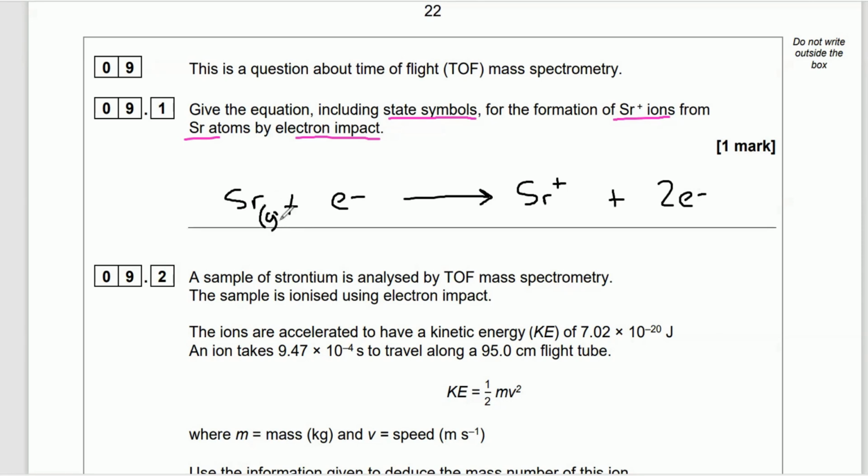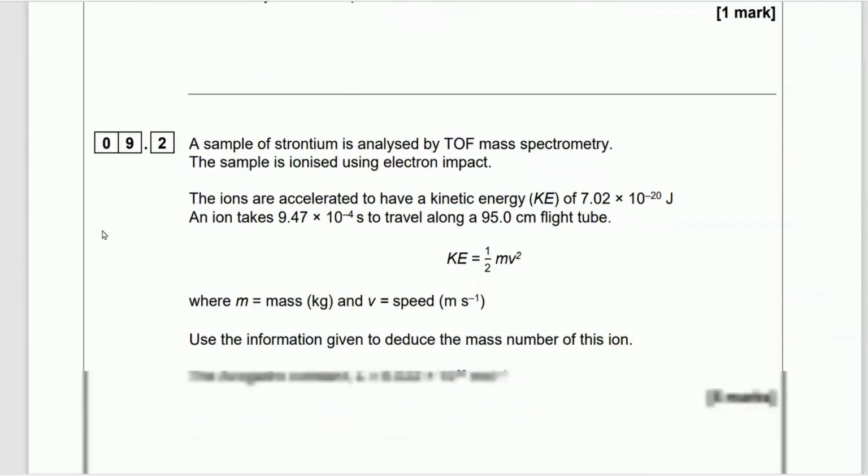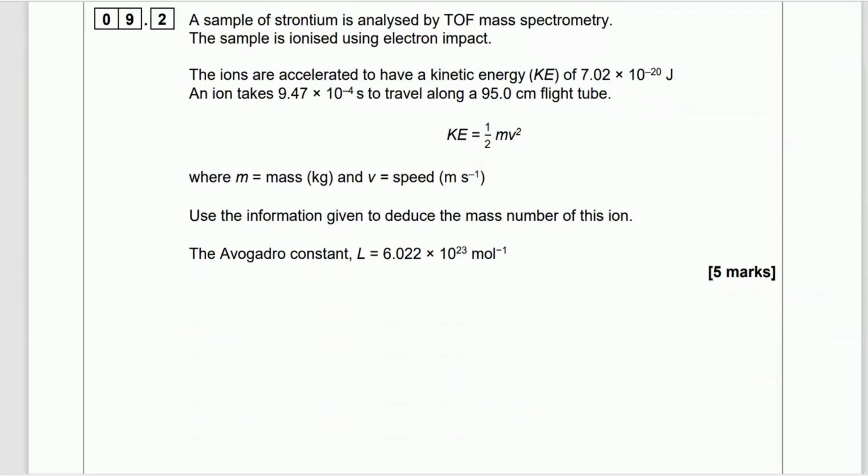So whenever you're doing mass spectrometry, the symbols are gaseous. And that doesn't matter whether it's electron impact or any other form of ionization. Electrospray would also be gaseous. Okay, let's check out 9.2.